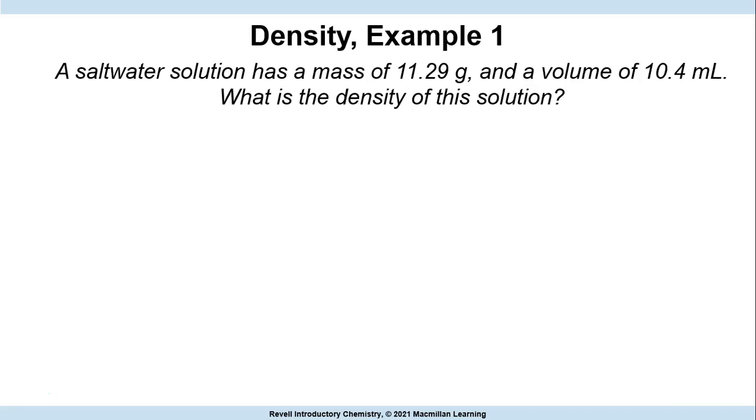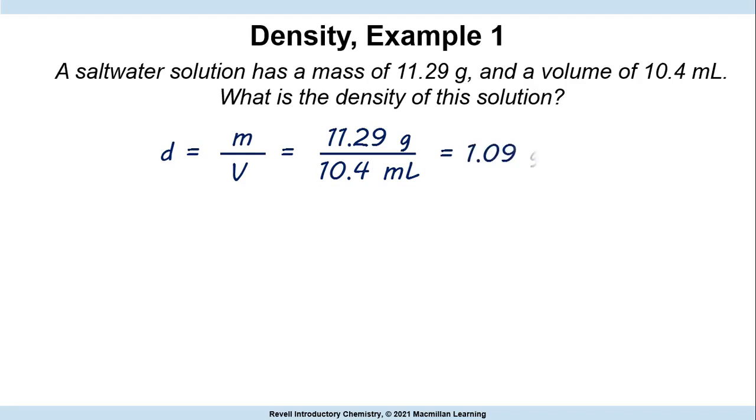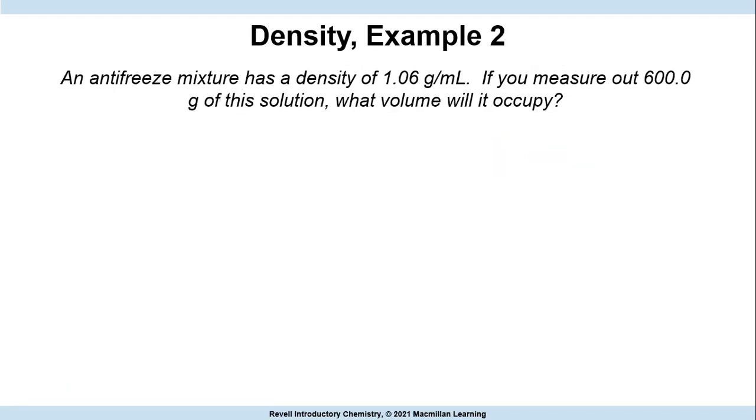Let's do this example. A saltwater solution has a mass of 11.29 grams and a volume of 10.4 milliliters. What is the density of this solution? Now, we know that density is equal to mass over volume. We've been given the mass to be 11.29 grams and we've been given the volume to be 10.4 milliliters. So we simply divide 11.29 divided by 10.4. That gives us 1.09 grams per milliliter. Remember, units are very important. You must always state your units.